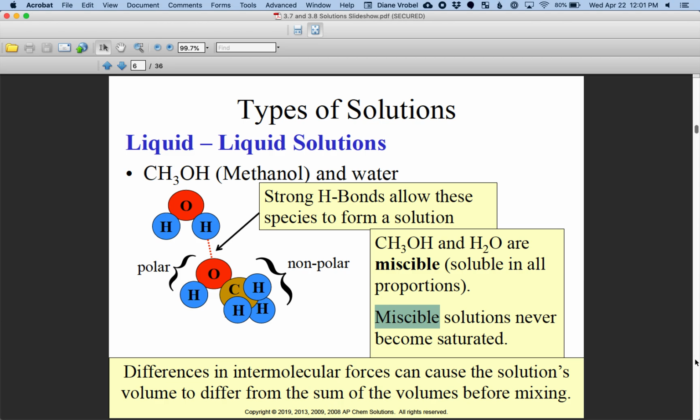The other piece I would mention too is if there is an intermolecular attraction between these two compounds, you might notice that the total volume is smaller because they're brought into each other closer because of that strength of attraction.